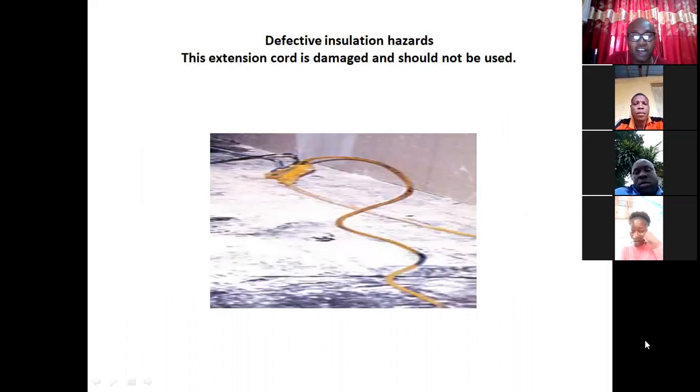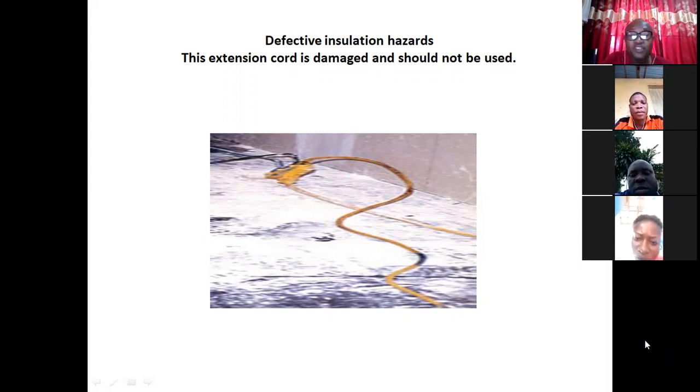Can you see the extension cable cord? Yes, sir. What happened to it? It is broken. The extension cord is damaged. You look at where the line is black. That black spot, yes. That black spot shows that it is damaged.